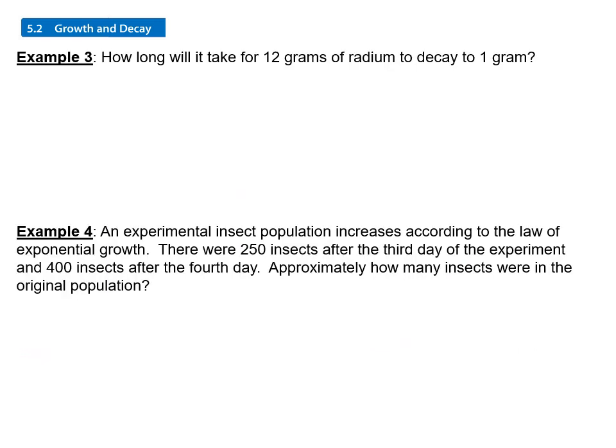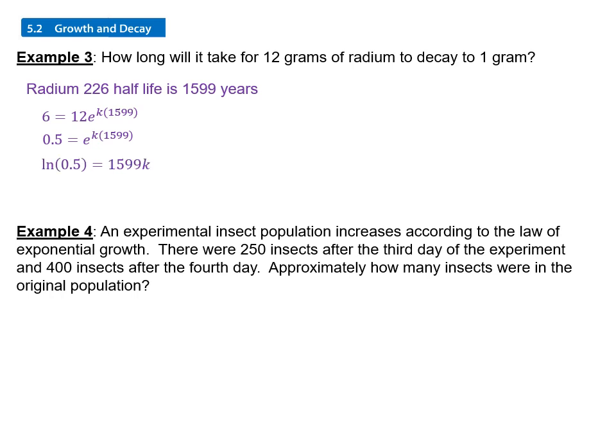How long will it take, excuse me, for 12 grams of radium to decay to 1 gram? Well, first off, radium-226 has a half-life of 1,599 years. So 6 is half equals 12 times e to the k times 1599. This is a college algebra problem. So a half equals e to the k times 1599. Natural log of 0.5 equals 1599k. So k equals natural log of 0.5 divided by 1599.